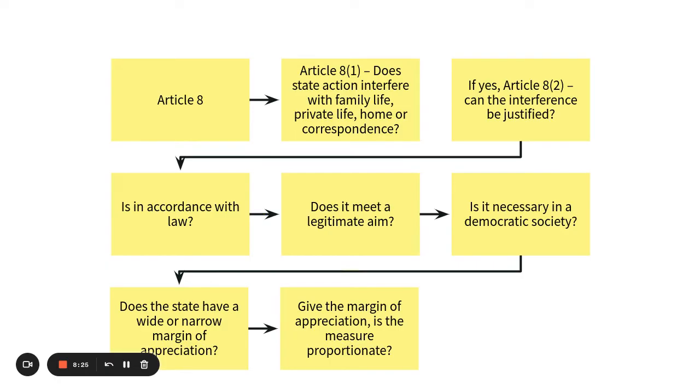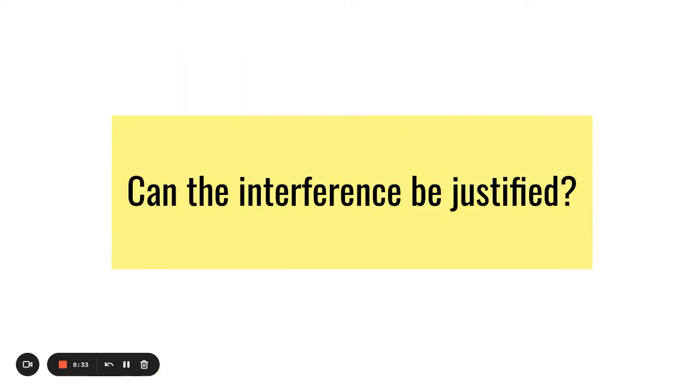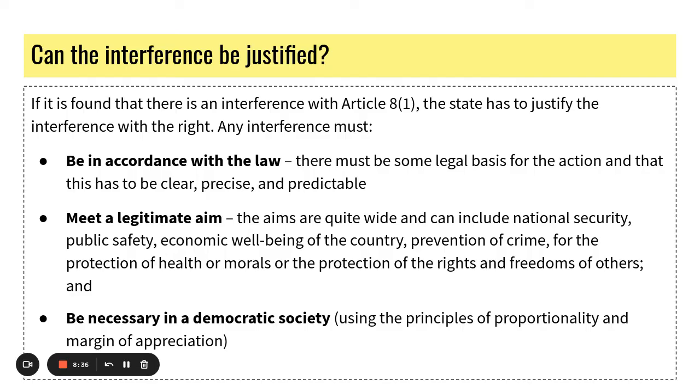Say you've got a problem question and you've noted that there has been an interference. We then will have a look at whether it's justified. If it is found that there is an interference with Article 8, as it normally is, the state has to justify the interference with that right. It must be in accordance with the law, so there must be some legal basis for the action. It must meet a legitimate aim, and it must be necessary in a democratic society. If you had a look at Malone and UK, for example, the interference with the Article 8 right of Malone was not in accordance with the law.